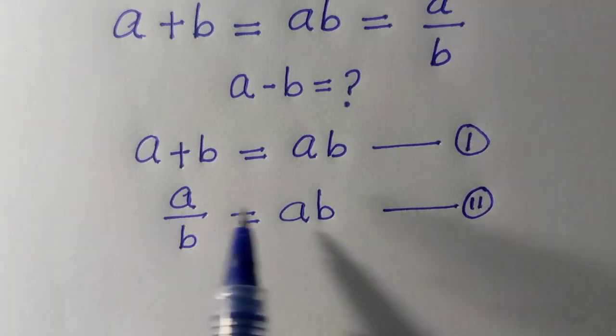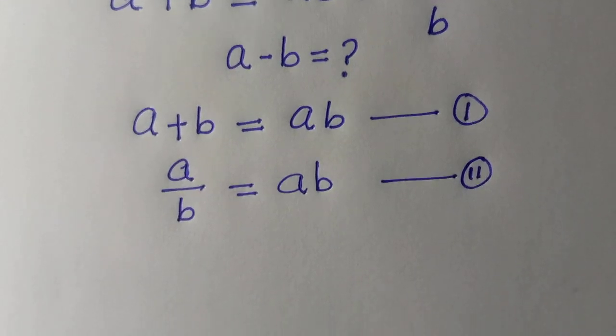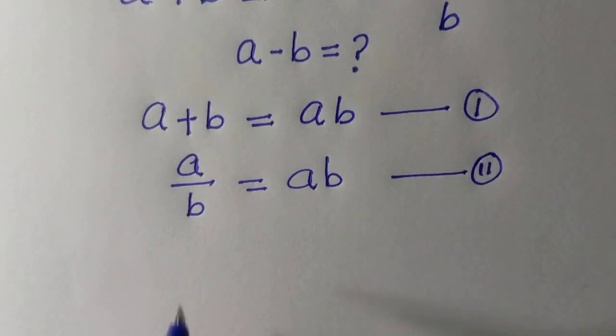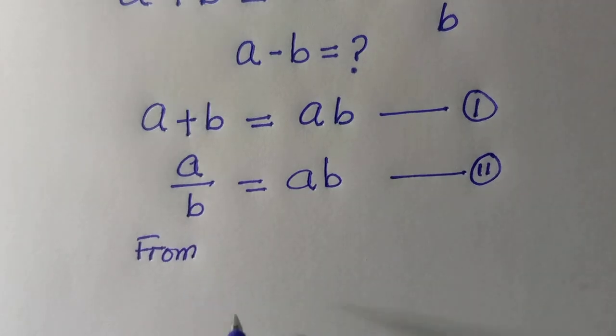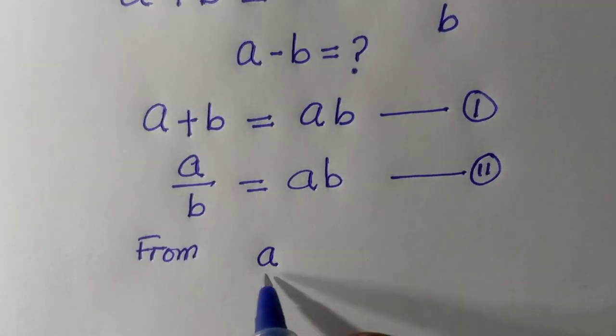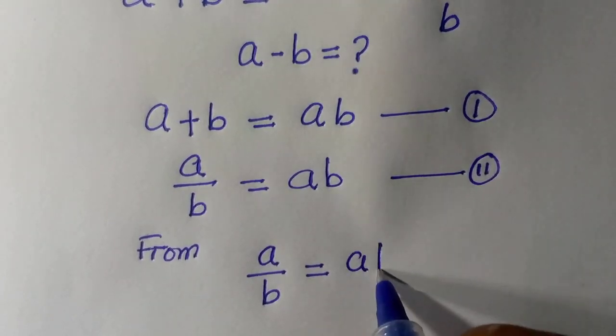So can we just say a plus b equals a divided by b? When we do that, we get 0, and we will not get the answer we need. So I'll just stray from equation 2, which says a divided by b equals ab.